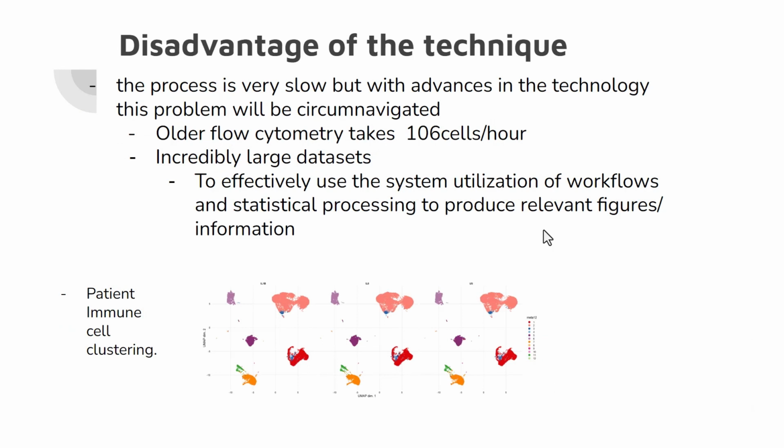Like any laboratory technique, there are certain disadvantages of flow cytometry. For one, it is a very slow process. So older flow cytometry models can really only do about 10^6 cells per hour, and they do produce incredibly large data sets, as shown down here. These incredibly large data sets do take a long time to analyze.